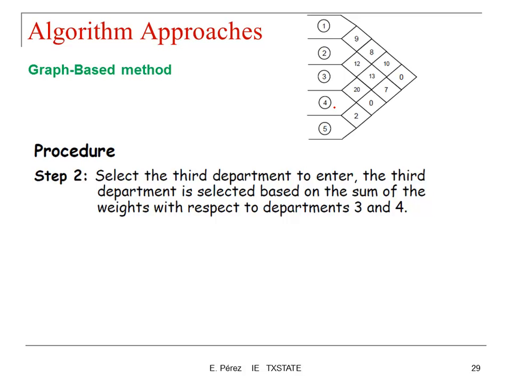Step number 2, select the third department to enter. The third department is selected based on the sum of the weights with respect to departments 3 and 4. So we already have 3 and 4 that are going to be part of our facility. And now we're going to look at 1, 2, and 5 with respect to 3 and 4. We're going to look at the total weights for those three departments with respect to 3 and 4.